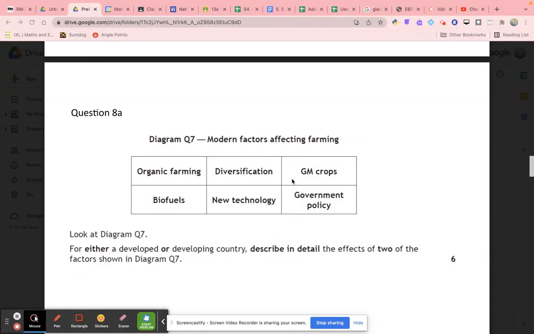Another negative is there's a lot of concern about the flavor of GM crops, as well as the potential environmental impact of growing GM crops. And this might put people off buying these crops if they're genetically modified, so it might impact on the farmer's ability to sell crops if they start growing GM crops.